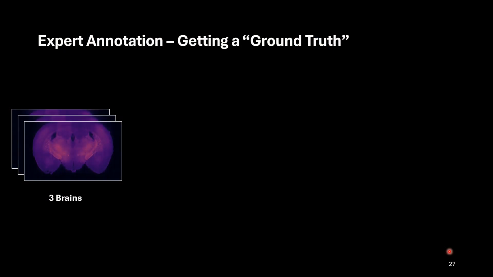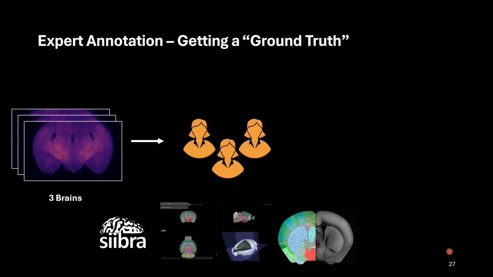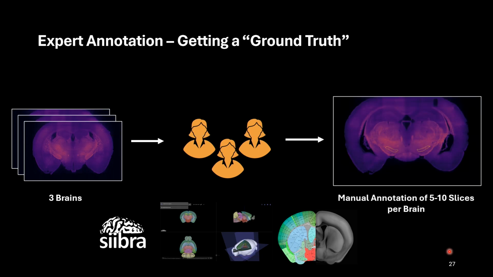So we took 3 of the datasets, we passed them to our collaborators, and they used Cibra, which is another really cool Python-based tool to explore atlases in all the different orientations, so that was really helpful for them. And they also used the Allen Atlas to help them manually annotate 5 to 10 slices per brain. And this meant that I had a set of ROIs from them, and I could interpolate the ROIs, and that meant I would have essentially a 3D ground truth region.